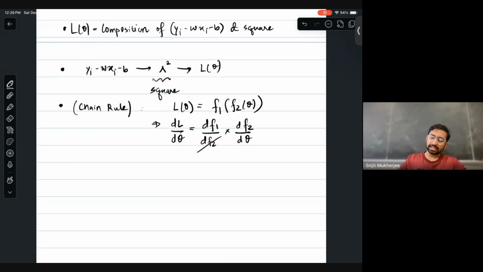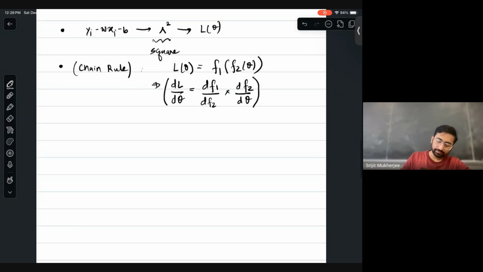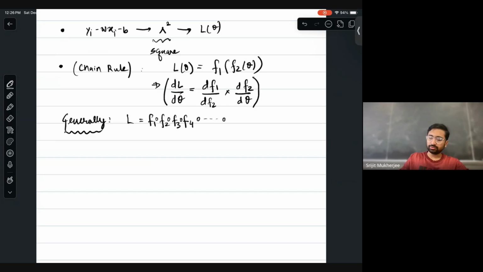Okay, so in some sense they cancel out. That is how you remember it, but do not take it for granted. Yes, there is a meaning to why it cancels out, a geometric meaning, but let's not go into that. To help you understand, you can think of it generally like this. Let's say the loss function is F1 composition of F2, then composition of F3, and so on, F4, up to Fk or Fl. It's not multiplication, it's composition.